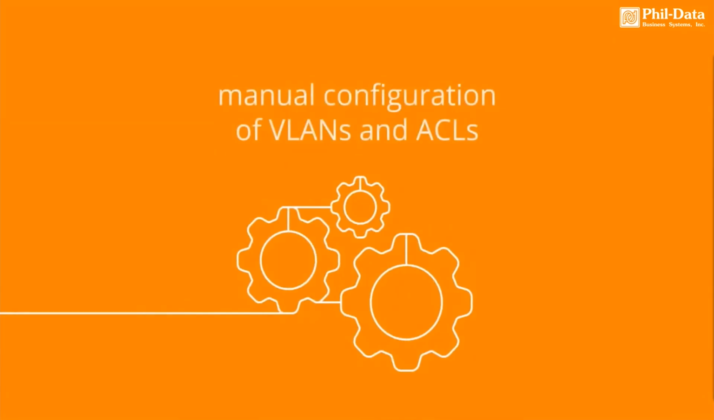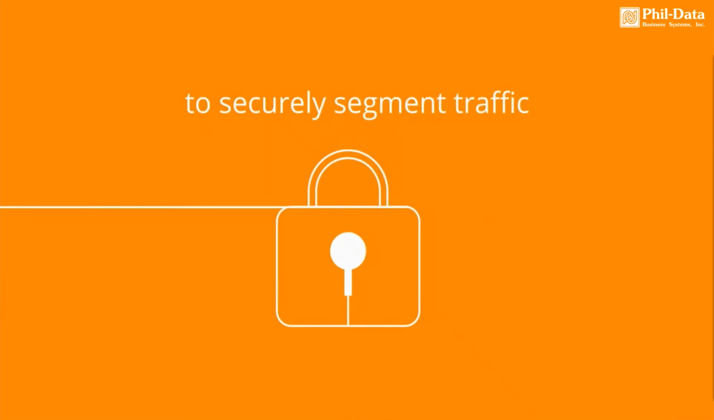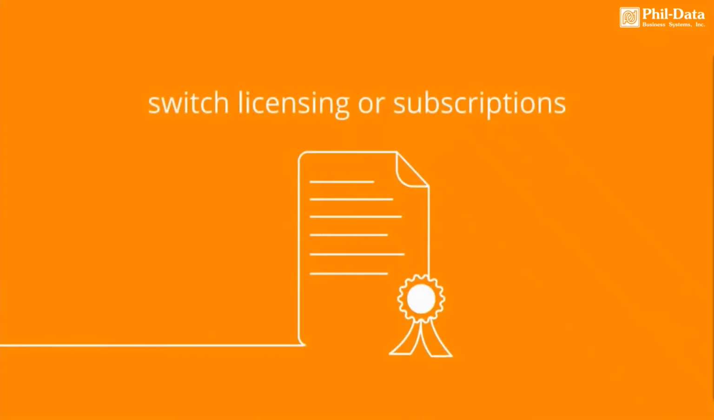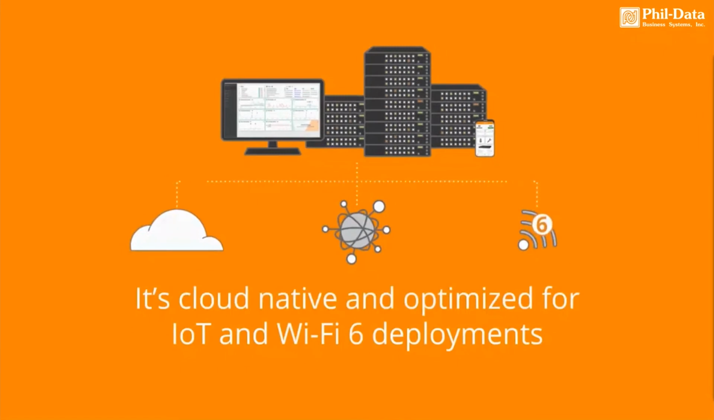Time-consuming, error-prone manual configuration of VLANs and ACLs to securely segment traffic, or complex and expensive switch licensing or subscriptions to maintain features you depend on. That solution is the Aruba CX switching portfolio. It's a cloud-native networking solution optimized for IoT and Wi-Fi 6 deployments.